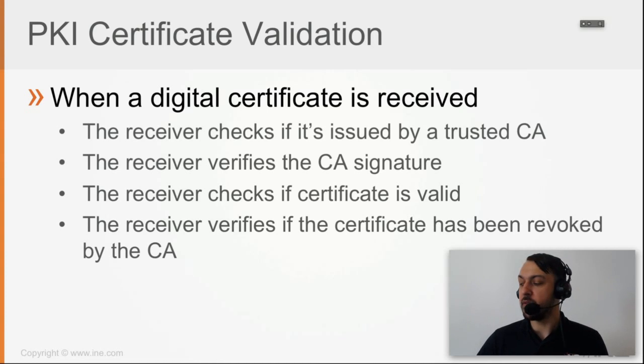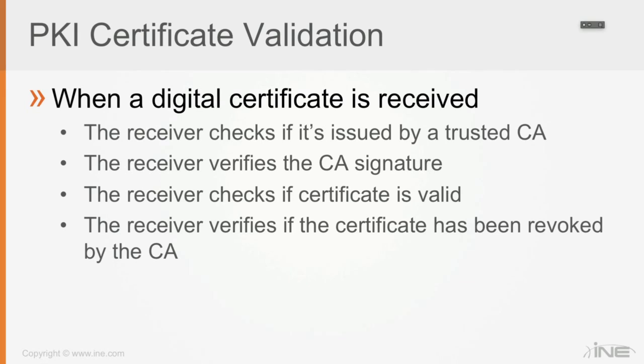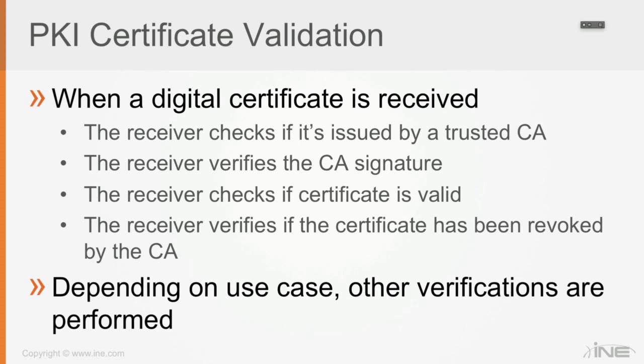So when somebody now receives a public key from somebody else, which means the other side's certificate, they're going to perform all of those steps now. And those steps are going to confirm that the public key of the other side is, first of all, valid. And second of all, is going to confirm that the public key belongs to the owner because it has been issued by a trusted entity which has verified that identity from the certificate. Depending on the use case, of course, other verifications are also performed.